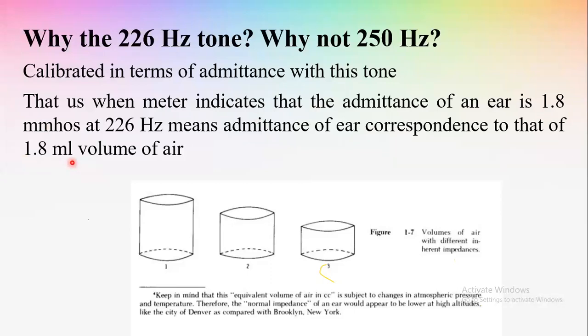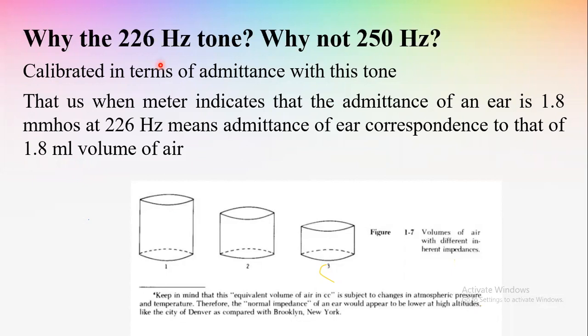We have seen that our calibration tubes were 1 cc, 2 cc, 3 cc. If we are using the 1 cc tube, that means an admittance value of 1 equals 1 ml of air volume. So I think this makes clear why we are using 226 hertz.